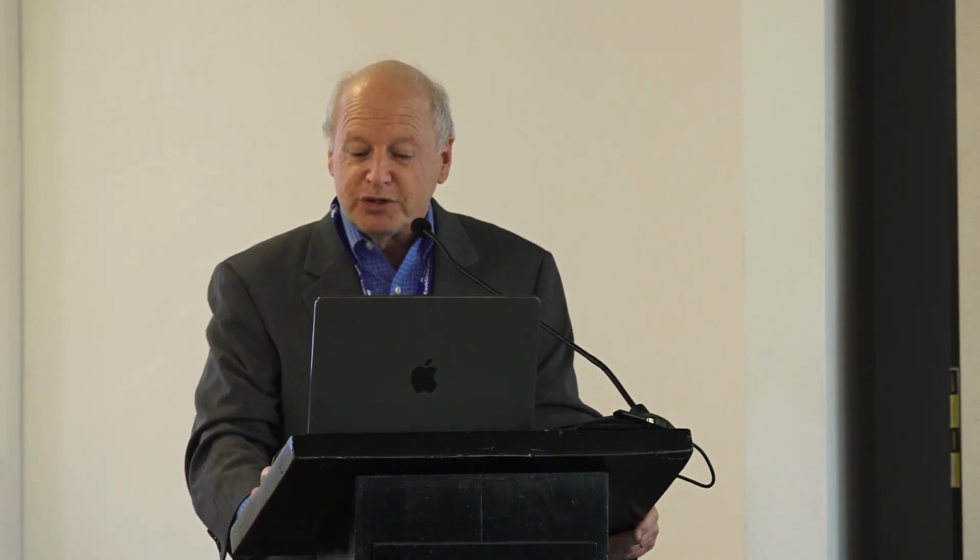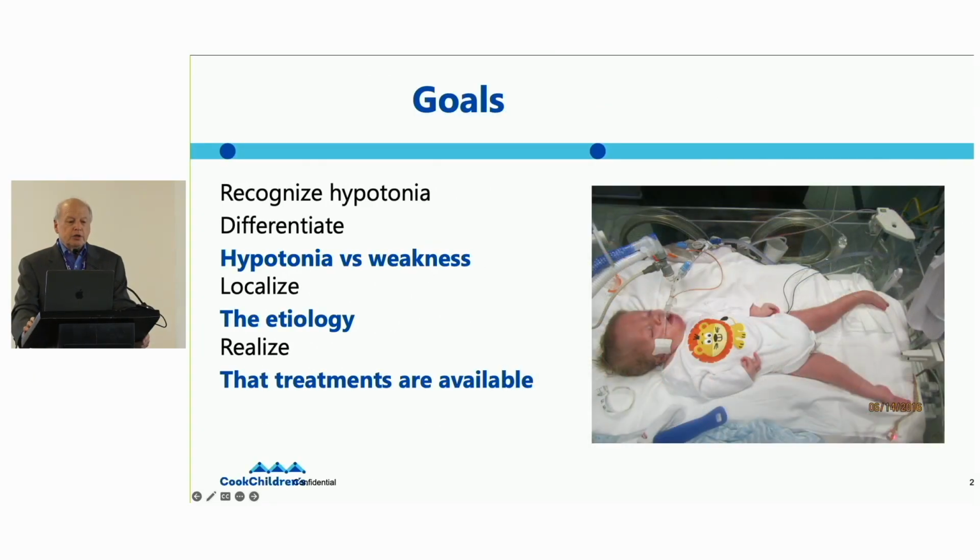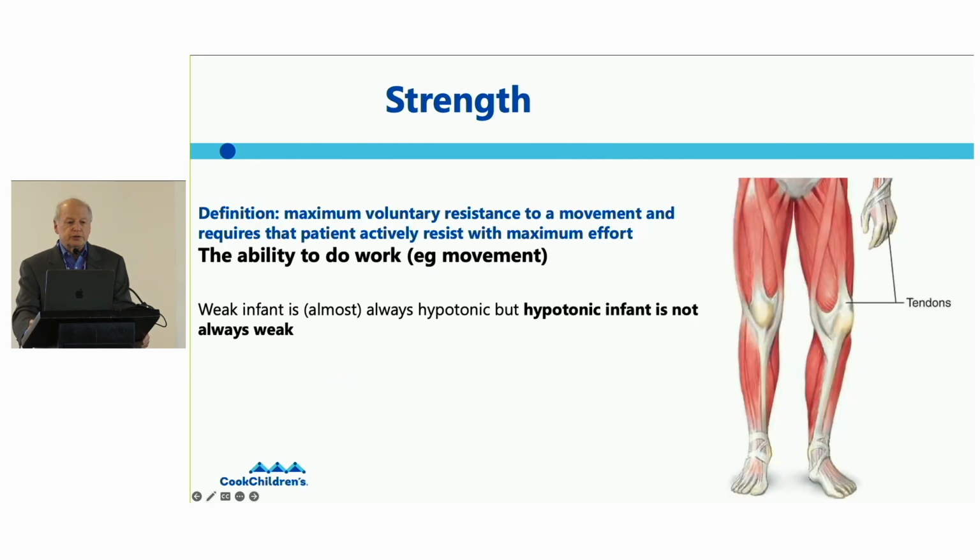Okay, so I'm going to give you a pragmatic approach to children with hypotonia. And the goals are to recognize hypotonia and understand the difference between low tone and weakness, because they're not the same, and it's important to be able to differentiate them. So our goal is going to be to localize where the tone is coming from, and then from there we can worry about etiology and understand that there are treatments available now for many of these disorders.